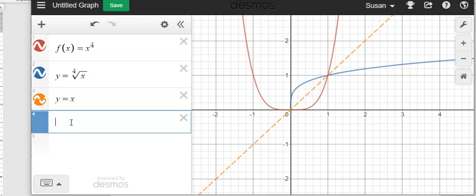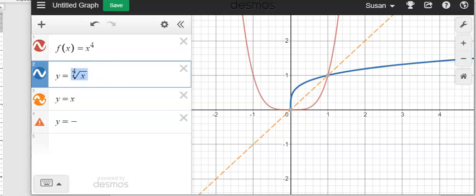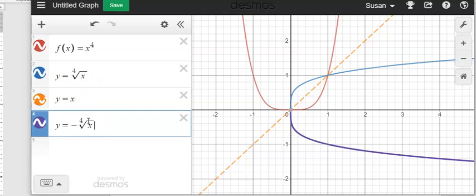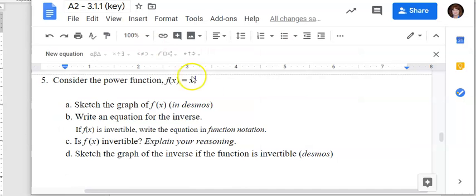So let me add another one. I'm going to say y equals negative, and then I'll copy this one, fourth root of x, because it has a plus or a minus. So there's two parts to it. The positive part goes up and the negative goes down. Put them together and you've got the original graph turned sideways. So this is not a function for question number 5.